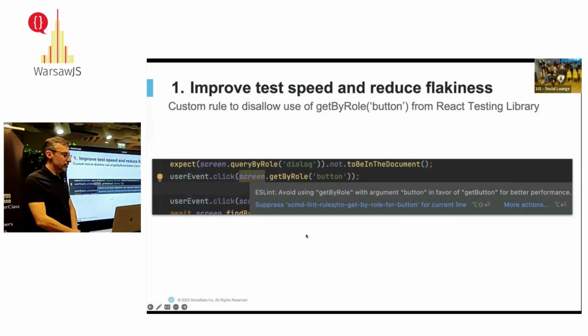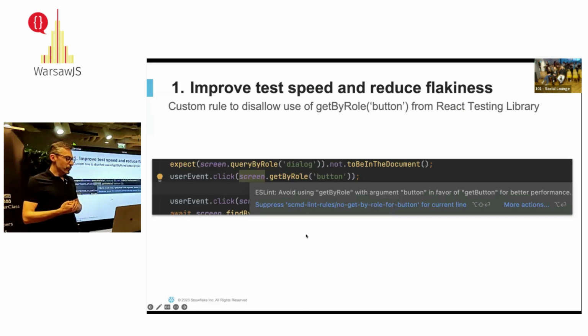The first one is about improving test speed. We had a situation in our project where the library that we use for testing, React Testing Library, was awfully slow with the getByRole method. It was causing a lot of flakiness in our tests. It's not that bad right now. We're actually not using the rule that I'm showing you right now because it got a little bit faster, but it's a good example.